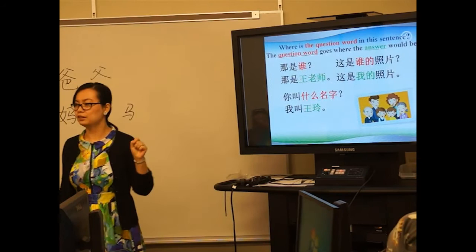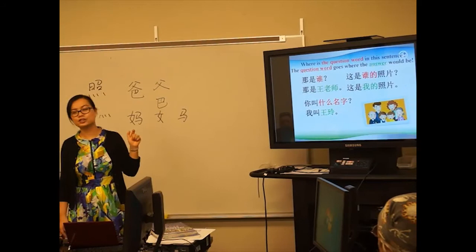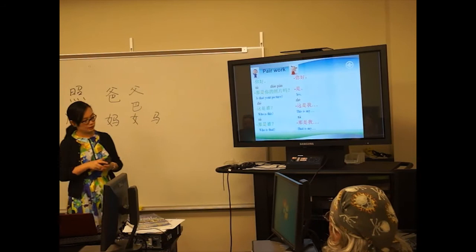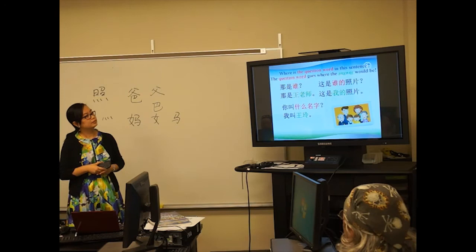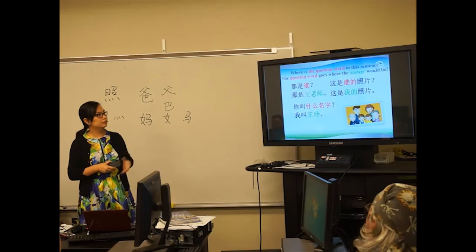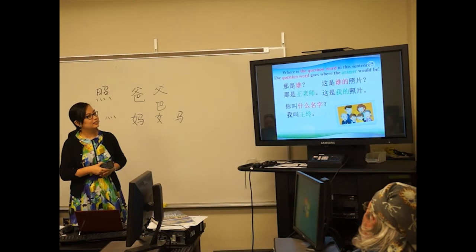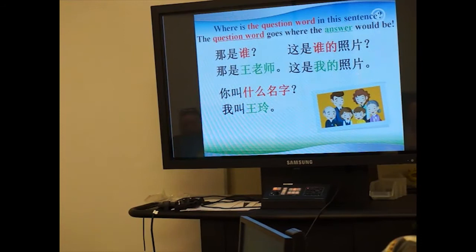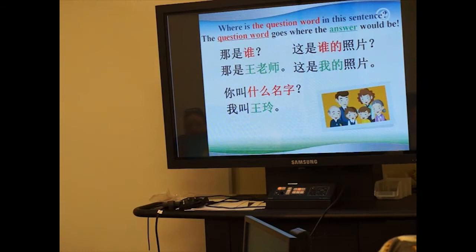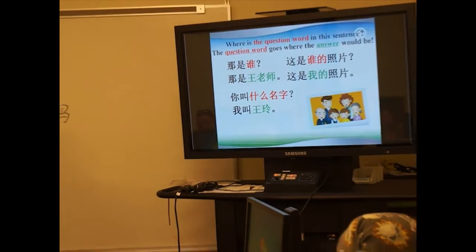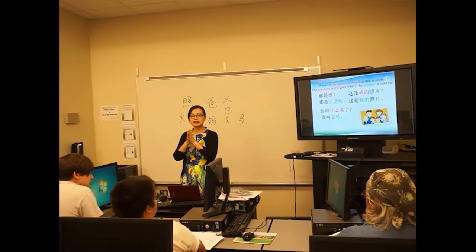Let's read this part together. 那是谁？那是王老师。这是谁的照片？照片。谁的照片？这是谁的照片？这是我的照片。你叫什么名字？我叫王林。Okay, in Chinese sentences, the question word will be in the same position as the answer, right?